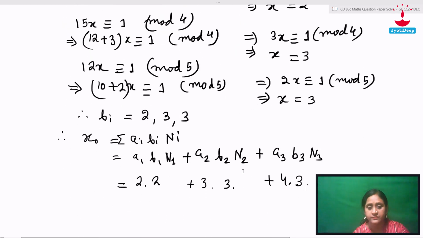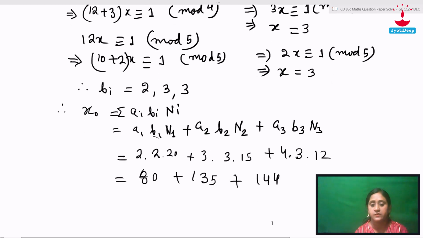So it is 20, 15, 12. This is equal to 2 4s are 8, 8 into 3... 4 into 20, 80. 3 3s are 9, 15 into 9, 135, plus 12 into 12, 144. So just sum it up. 5, 4, 9, 7, 8, 15, 2, 3, 3, 59. Okay.